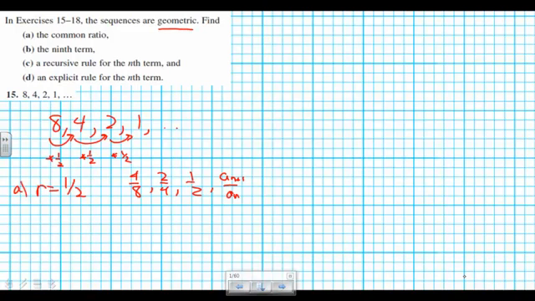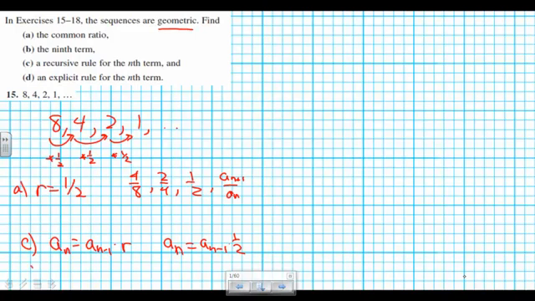Now, I am going to skip ahead to part C of the question about what is the recursive rule for the nth term of this geometric sequence. I just want you to recall that the recursive rule is always that if I take the previous term, signified by a sub n minus 1, and I multiply it by the common ratio, I've got that rule. Well, in this case, a sub n is equal to a sub n minus 1 multiplied by 1/2.